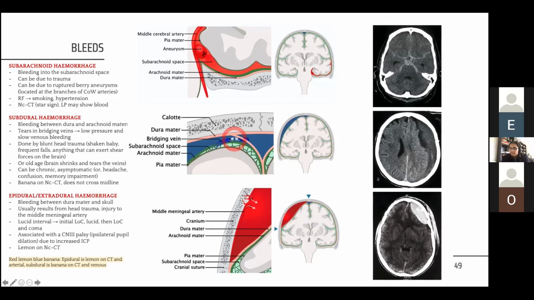So the way I've been taught to learn the CTs, the subarachnoid bleeding is just a star, but the mnemonic is red lemon, blue banana. The one that looks like a lemon is red because it's arterial bleeding, so epidural. But blue banana, it's venous bleeding because it's blue, and so it's a subdural. And that's bleeding.